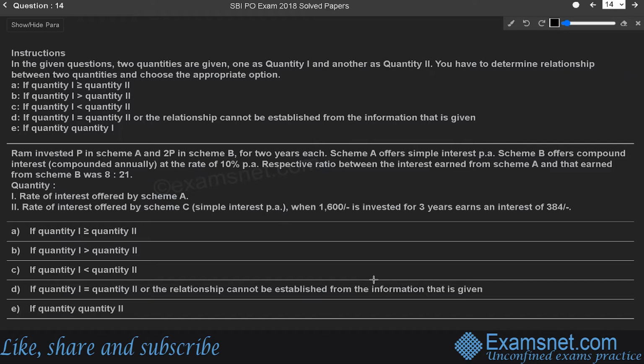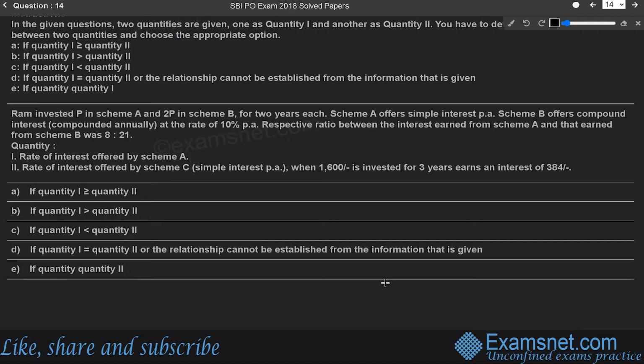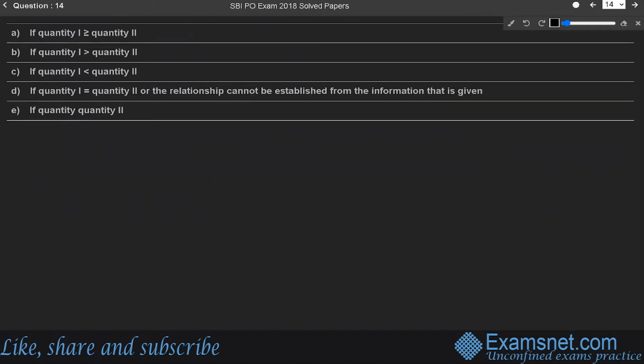The quantities are: the rate of interest offered by scheme A, and the rate of interest offered by scheme C, when 1,600 is invested for 3 years and earns an interest of rupees 384. So the question is all about simple interest and compound interest. We know that simple interest is equal to principal into rate into time divided by 100, and compound interest is equal to principal into (1 plus rate upon 100) whole power time, minus 1.